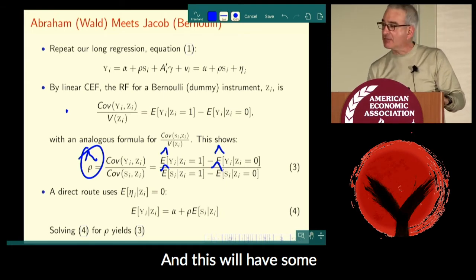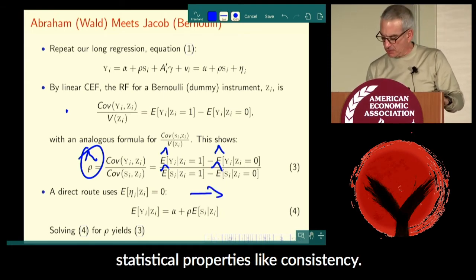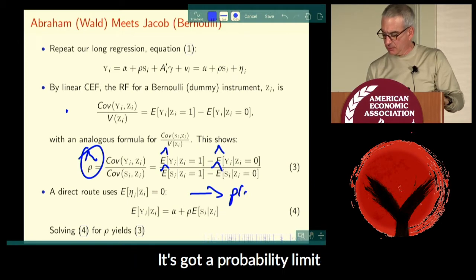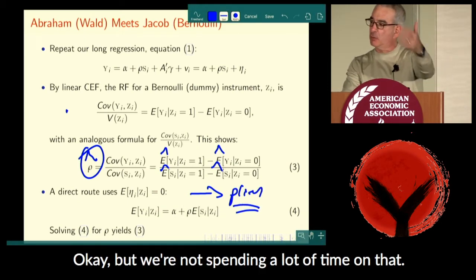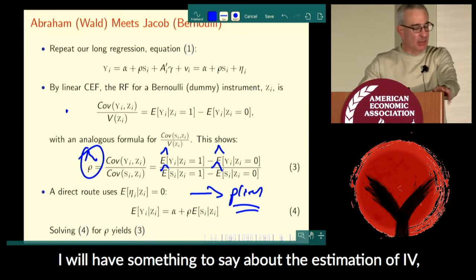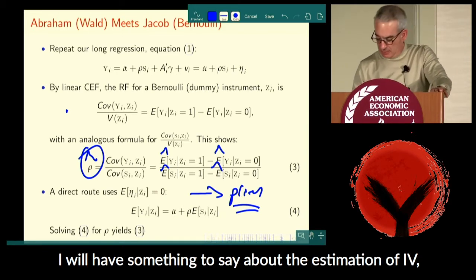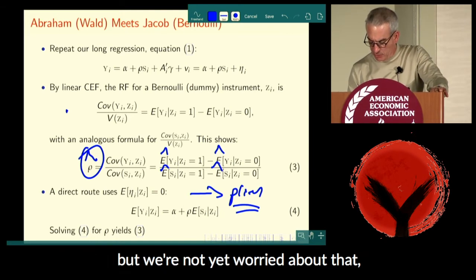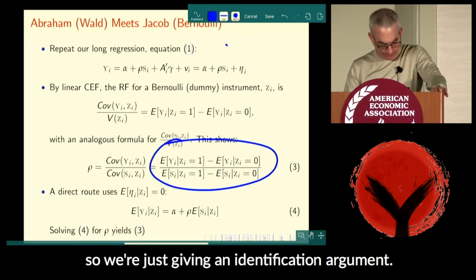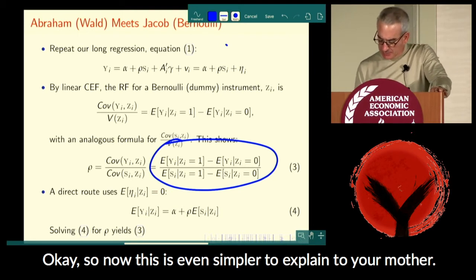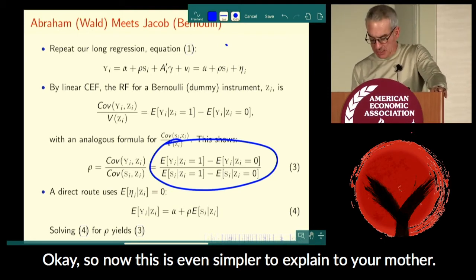And this will have some statistical properties like consistency. It's got a probability limit equal to the population counterpart. Okay, but we're not spending a lot of time on that. I will have something to say about the estimation of IV, but we're not yet worried about that. So we're just giving an identification argument. Okay, so now this is even simpler to explain to your mother.